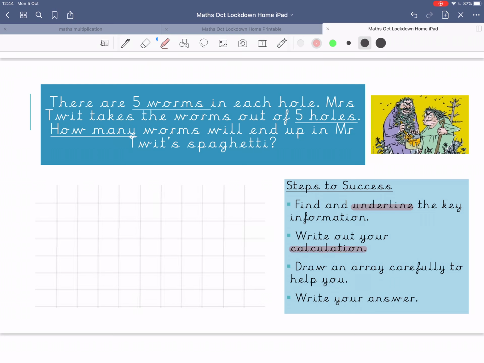So I'm going to read that again. I'm going to listen out for any of those numbers. Okay, there are 5 worms in each hole. Mrs. Twit takes the worms out of 5 holes. How many worms will end up in Mr. Twit's spaghetti? So, I heard the same number twice there, but they had different meanings. First of all, I'm talking about there are 5 worms in each hole, and Mrs. Twit has taken it out of 5 holes, okay? So 5 groups of 5, that's my calculation.